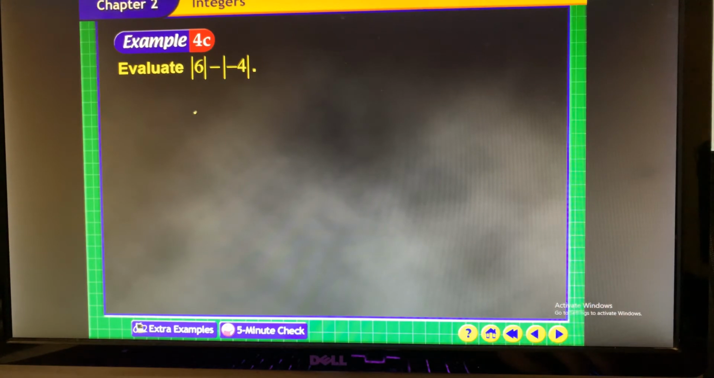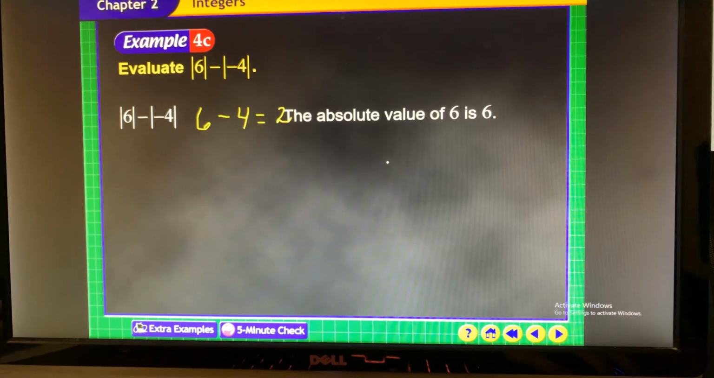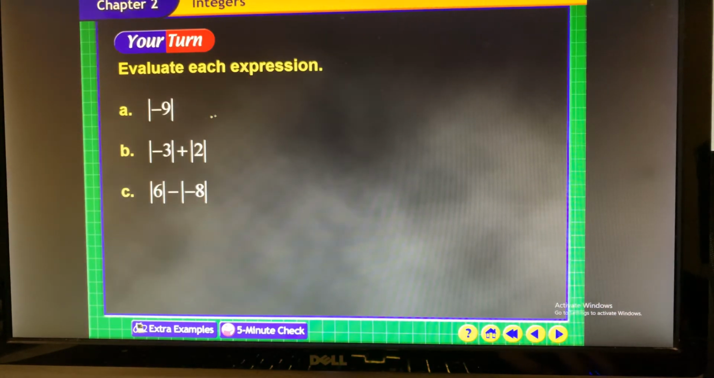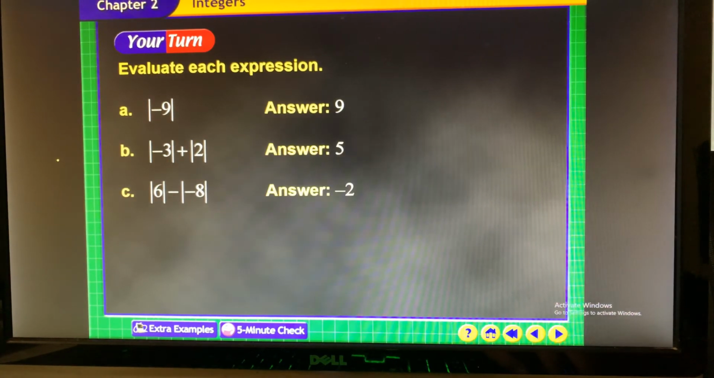Absolute value of 6 is 6. Absolute value of negative 4 is 4. And then just do 6 minus 4 is 2. That's it. Absolute value of negative 9. You could pause it right here and try these yourself. Here's your answers.